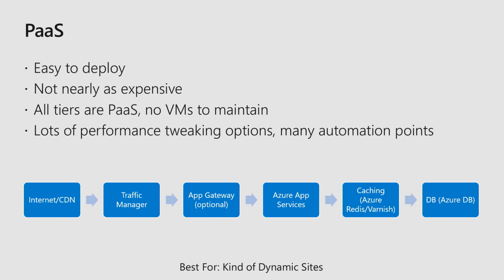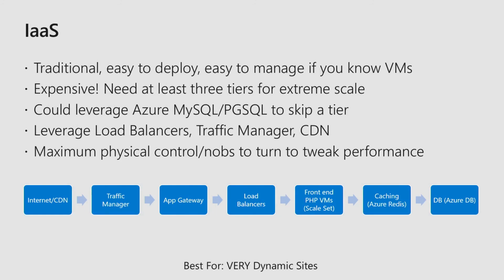PaaS environment is going to be best for kind of dynamic sites. So these are going to be sites that you're going to get 5, 10, 15 comments a minute on. That's no problem. And IaaS is going to be best for your very dynamic sites. This is if you're building TechCrunch or Engadget or something that's going to get a couple hundred million hits a day. You're going to want to stick with IaaS.